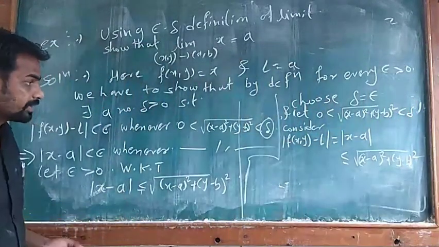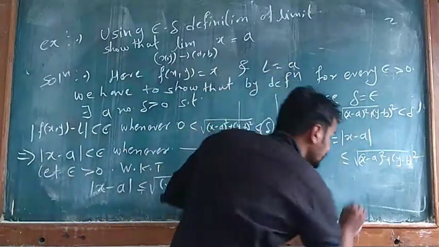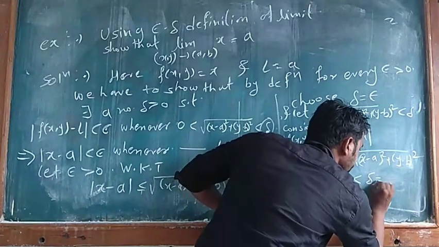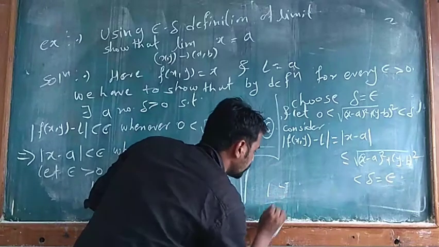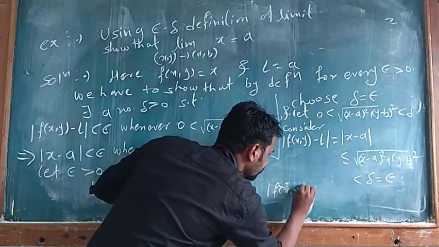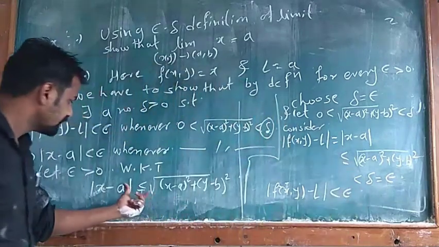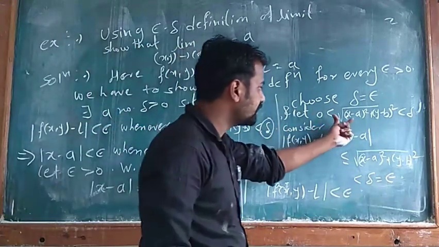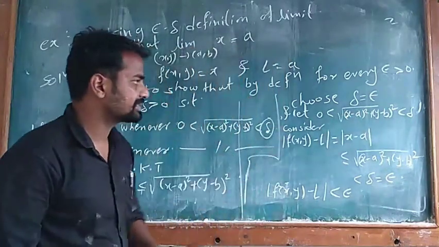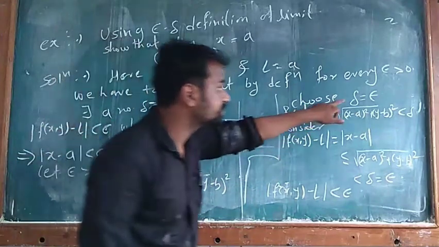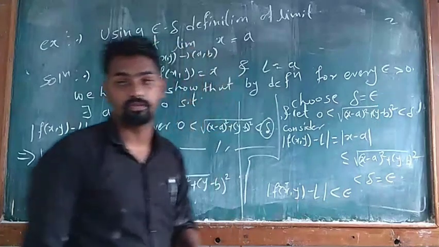Okay, |x − a| but √((x − a)² + (y − b)²) is also less than delta, which is equal to epsilon. That is, we have |f(x, y) − l| is less than epsilon whenever 0 < √((x − a)² + (y − b)²) < delta. Here we choose delta equal to epsilon, therefore we have this value.